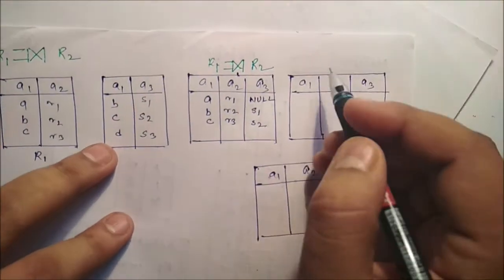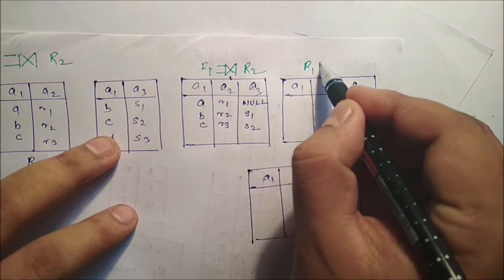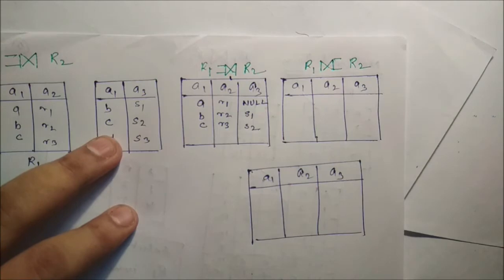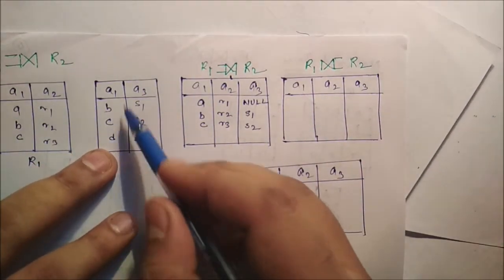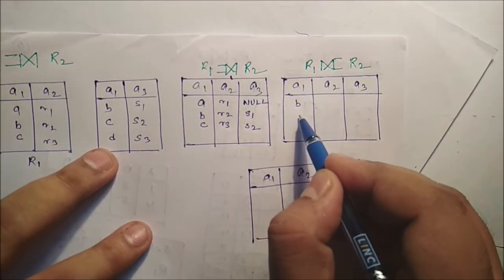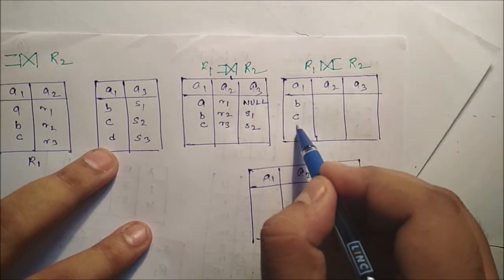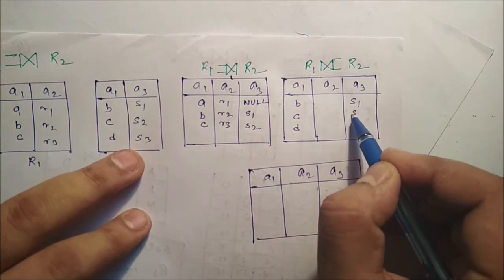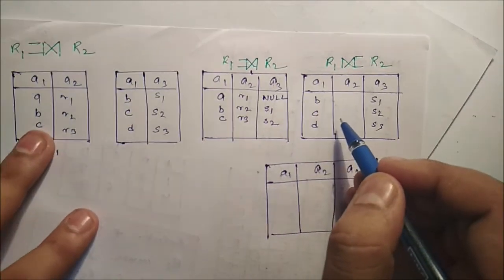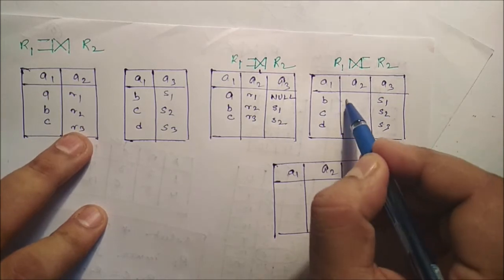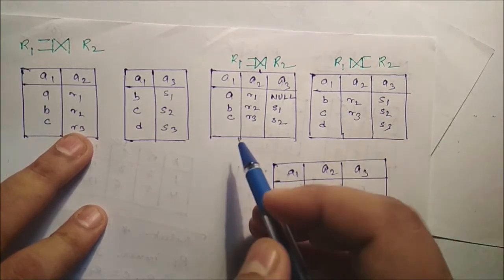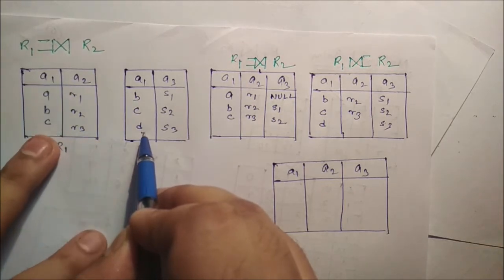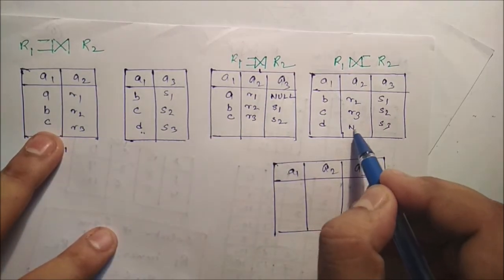Similarly, if it is a right outer join, R1 right outer join R2, that means it includes all the data from the right side. So B, C and D, and associated A3 is what? S1, S2 and S3. So here B and C are there. So here to see R2 and R3. The D value is not in this particular R1.